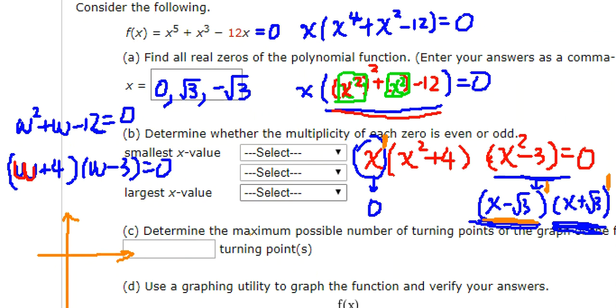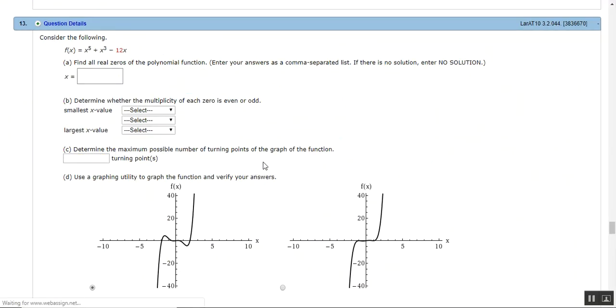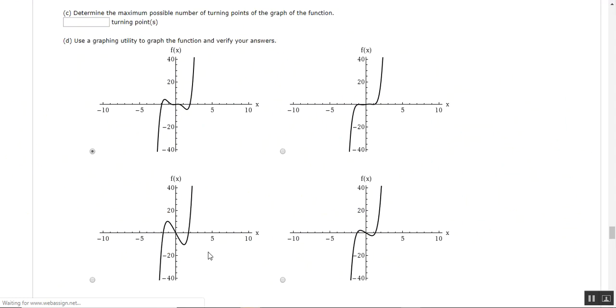And the turning points, so the maximum possible number of turning points will be n minus 1, which is 5 minus 1, which is 4. But actually, how many turning points are here? We can graph and see. Actually, use a graphing calculator to check which is your best answer. Okay, so that's it.